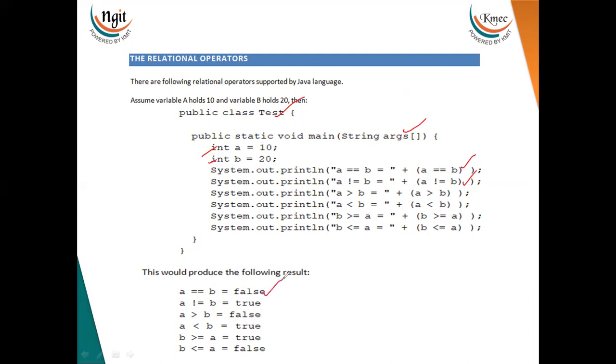So A equal to B, it's false. A not equal to B, it's true. A greater than B, false. A less than B, true. B greater than or equal to A, true. B less than or equal to A, it's false. This is how the relational operators find the association or relationship between the two variables or operands.